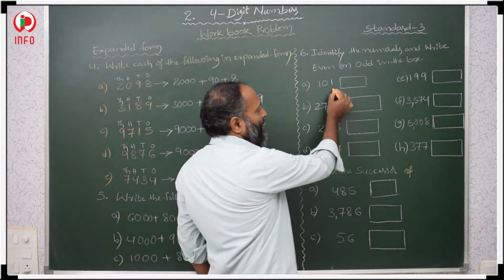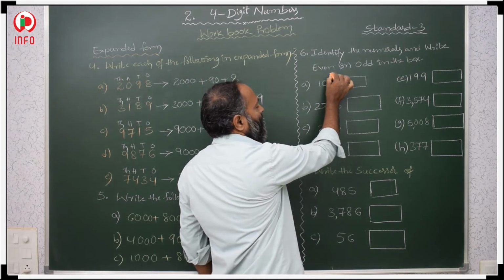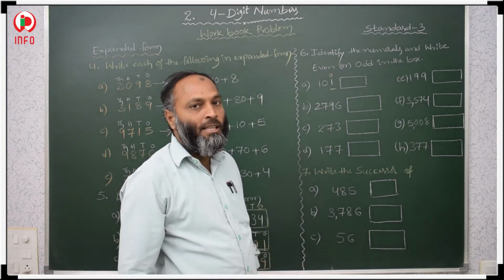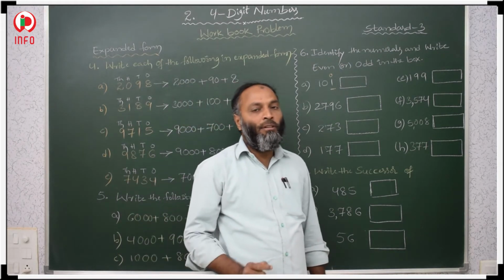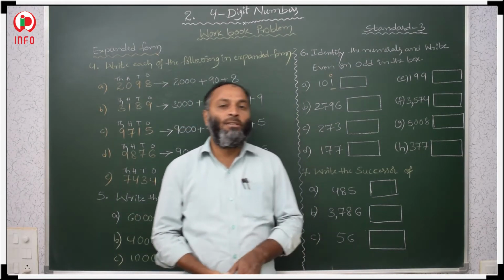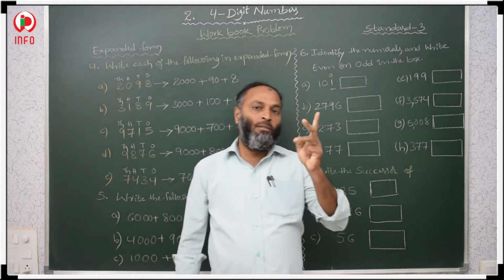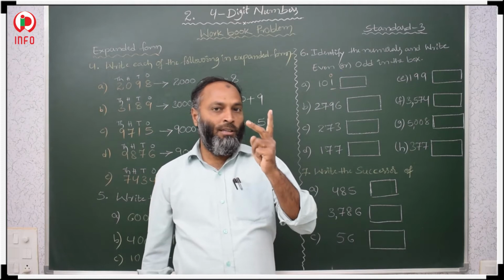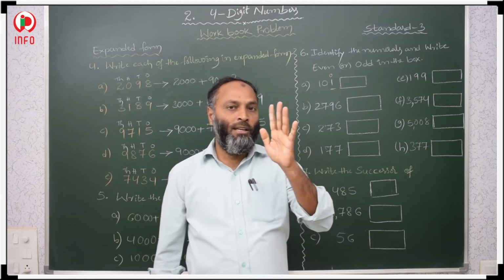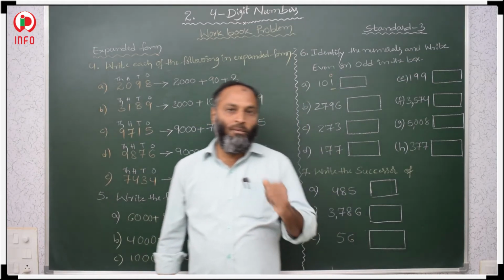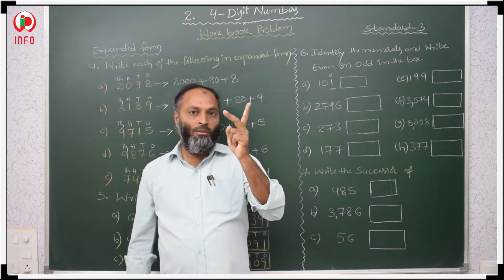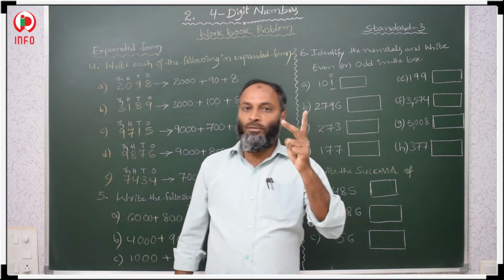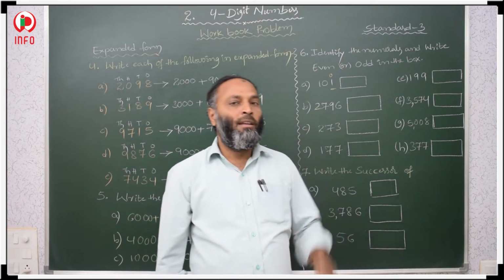We look at the last digit, the ones place value. In the ones place, what is there? 1 is there. Is 1 an even number or an odd number? 1 is an odd number. The odd numbers are 1, 3, 5, 7, 9. The even numbers are 0, 2, 4, 6, 8.